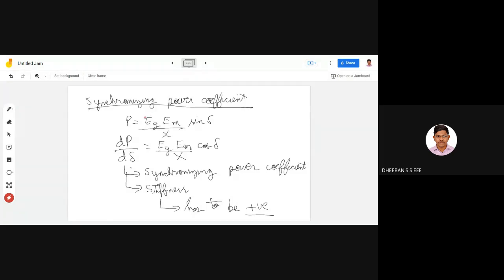So what you have to do is write the power equation P equal to Eg Em by X into sin delta, and for this equation you have to take the derivative. It's very simple. Eg, Em and X are constants. The variable is only your rotor angle delta. So if you take the differentiation, it becomes cos delta. The name for this will be synchronizing power coefficient and stiffness factor. And as I said, this has to be maintained in the positive direction.